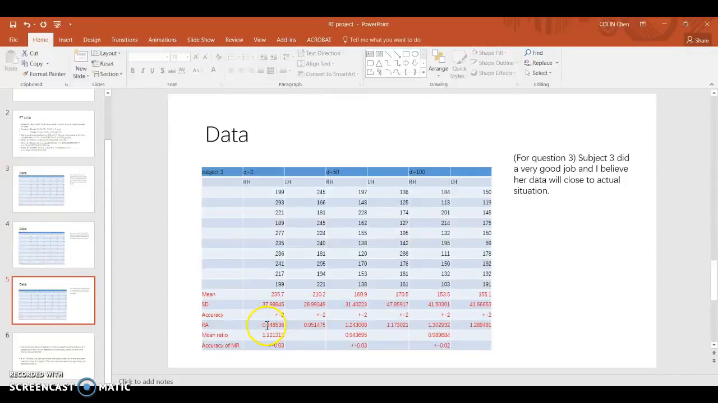And for the relative accuracy, I just use the same method to get this, and then the mean ratio is this, because subject 3's dominant hand is also the right hand.